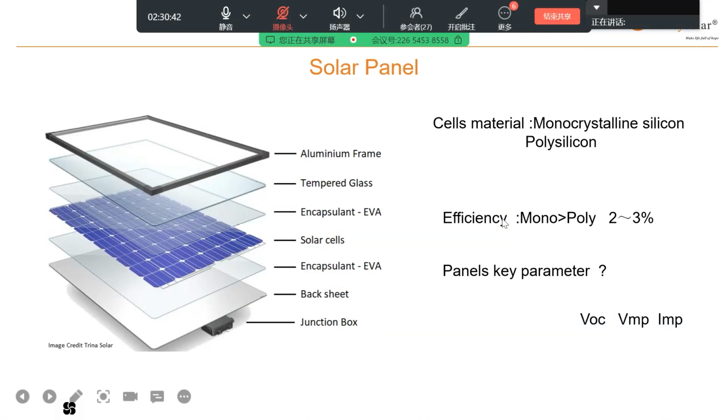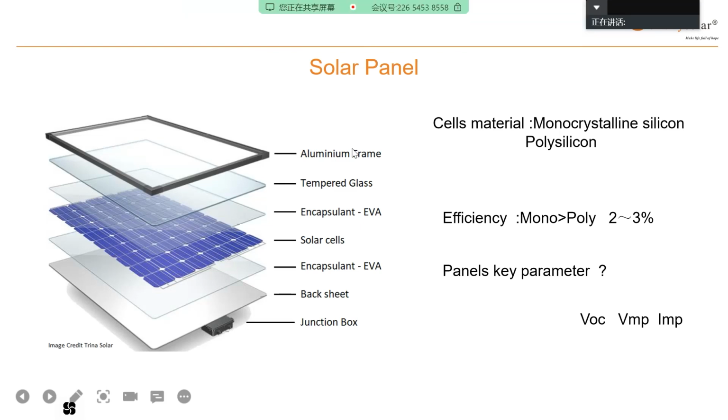Okay. So for the solar panels usage, the only thing you need to know is this one. I think it is most important: how to use the VOC, VMP, and IM and IMP.